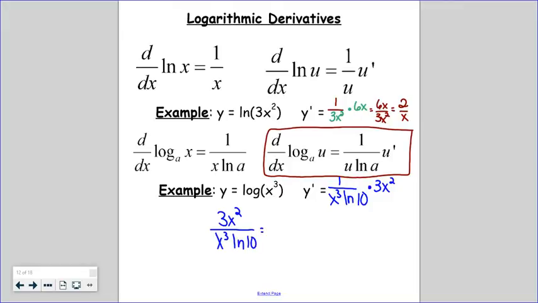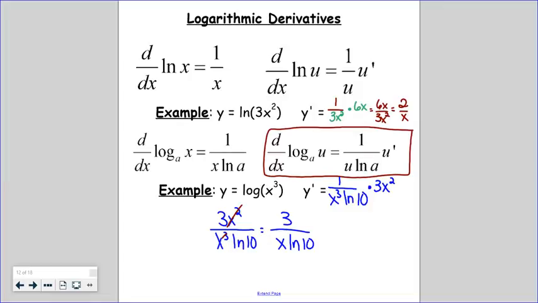Okay, cleaning that up a little bit, we could simplify out an x squared from each of those, and we'd get 3 over x natural log of 10. Any questions for me?